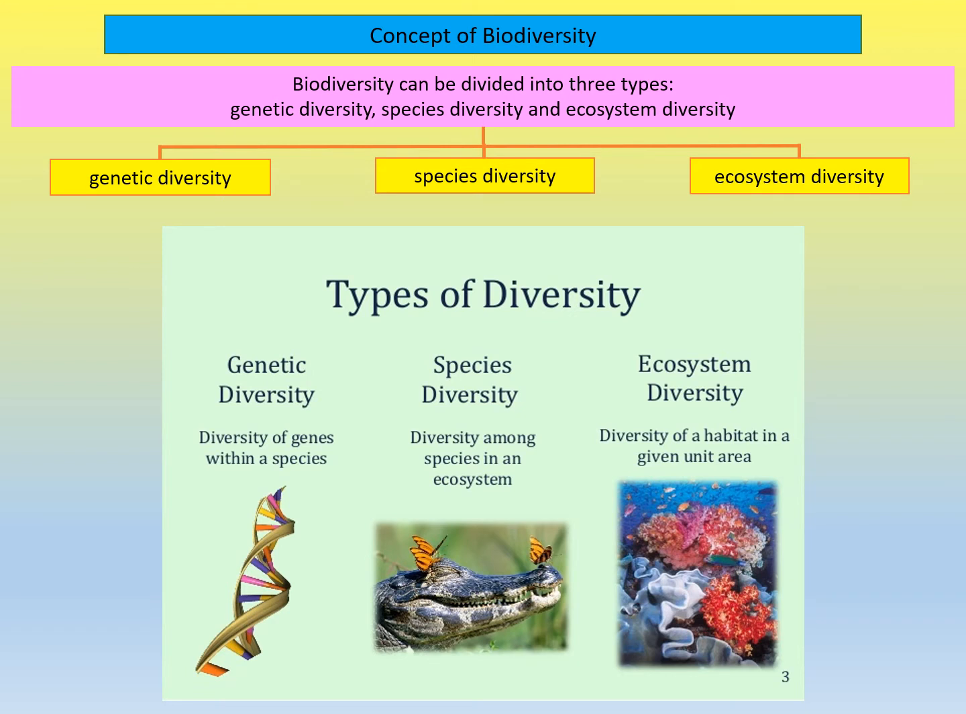Concept of biodiversity. Biodiversity can be divided into three types: genetic diversity, species diversity, and ecosystem diversity. Okay, what is genetic diversity? Diversity of gene within a species. Species diversity is diversity among species in ecosystems. Ecosystem diversity is diversity of a habitat in a given unit area.